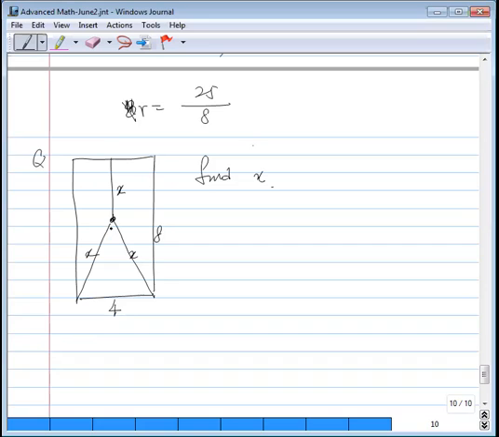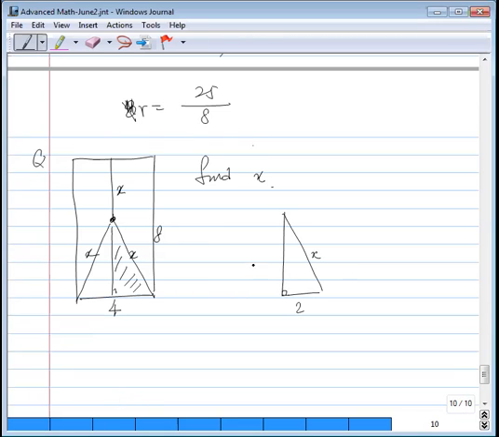Okay, I have to extend this line. Then I get a triangle, right? So you have the right triangle. You see, you have to extend some lines. This is the x, this is the 2. So how about the other side? You have to express it in x before you apply the Pythagorean theorem.